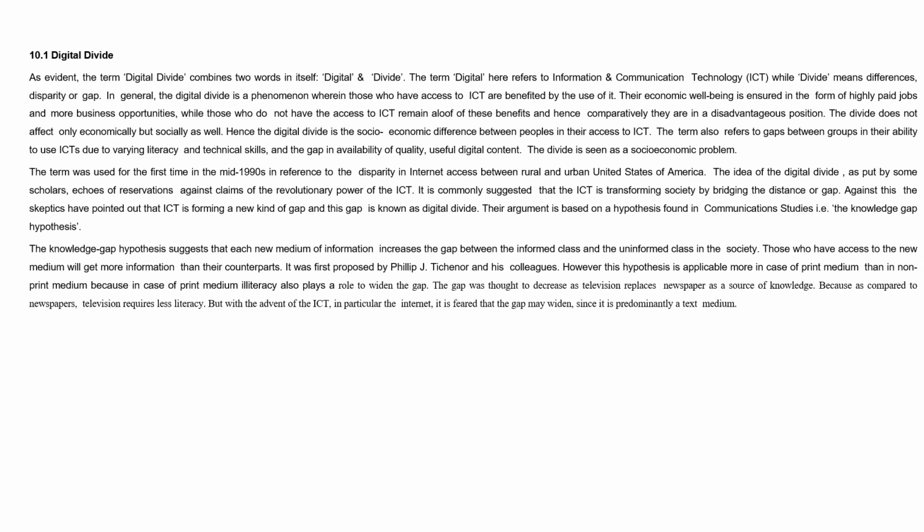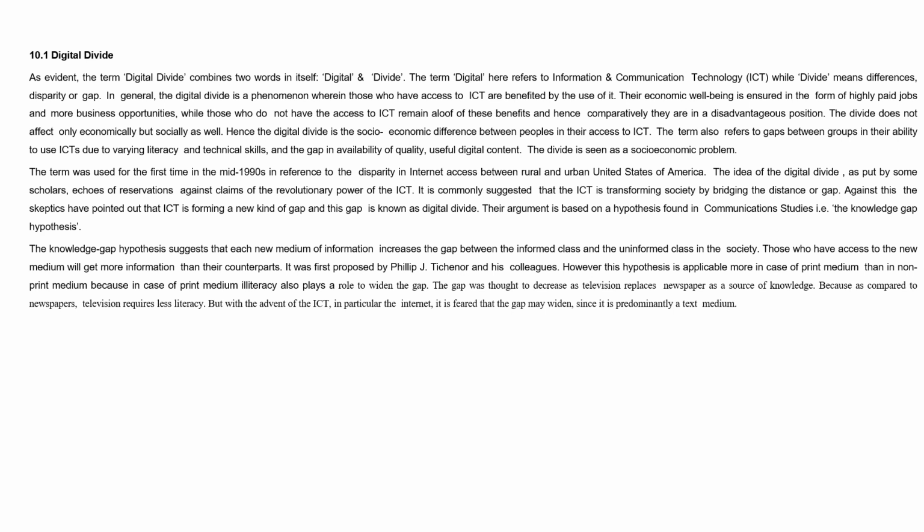In general, the digital divide is a phenomenon wherein those who have access to ICT, that is information and communication technology, are benefited by the use of it. Their economic well-being is ensured in the form of highly paid jobs and more business opportunities, while those who do not have access to ICT remain aloof of these benefits and hence comparatively they are in a disadvantageous position. The divide does not affect only economically but socially as well.